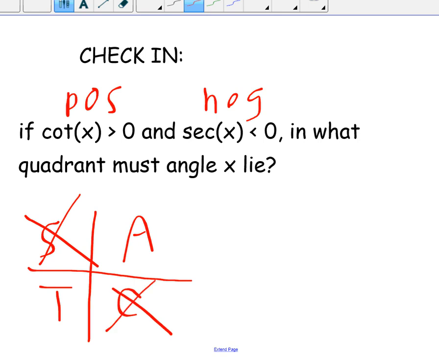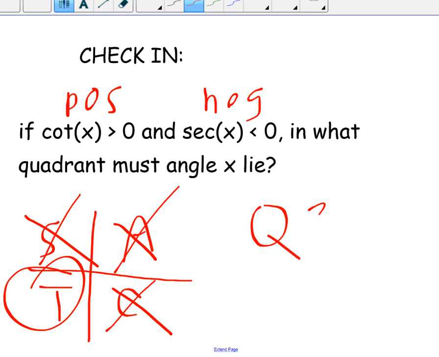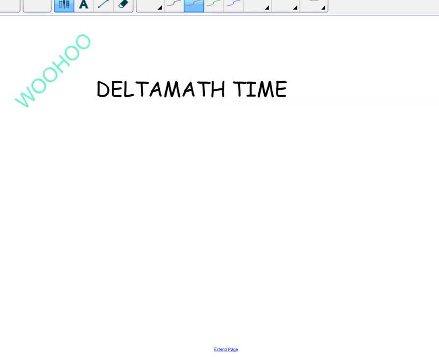Then we know that secant is less than 0, so secant is negative. And if secant is negative, then its reciprocal, cosine, is also negative. So let's check this out. If secant is negative, then in quadrant 1, everything is positive, so it can't be quadrant 1. We're left with quadrant 3 as the place where cotangent is positive and secant is negative. So our answer once again was quadrant 3.